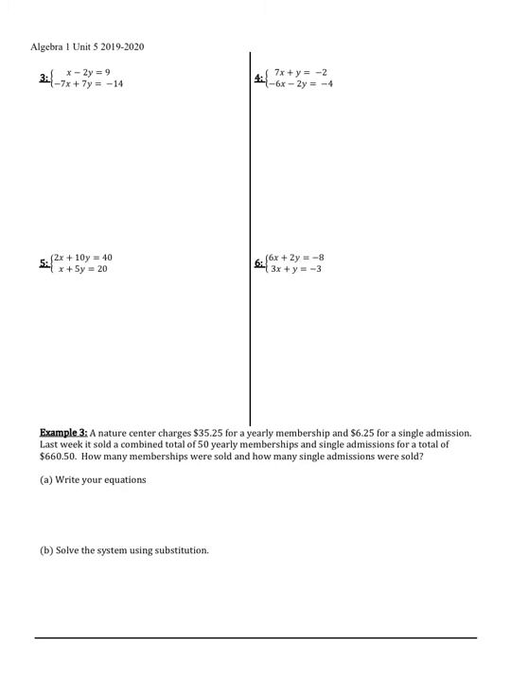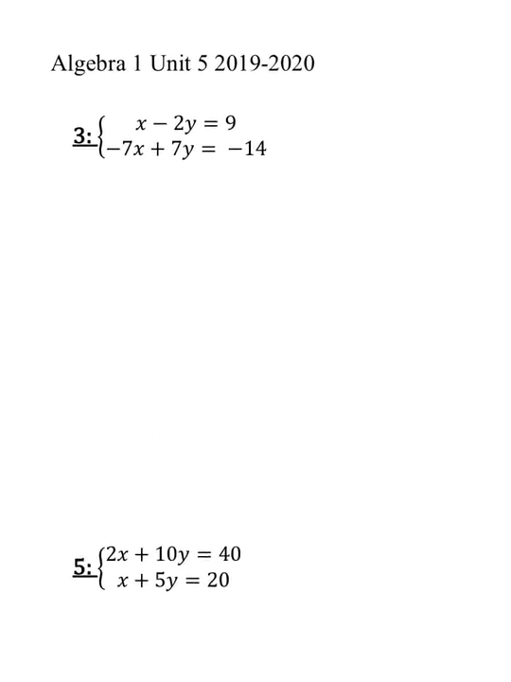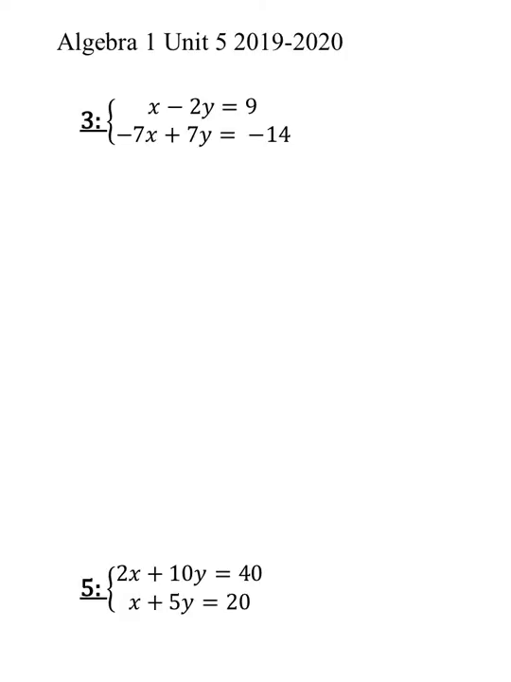Let's look at some more examples. So in number 3, okay, what would be really easy to get by itself? The x. So I'll add 2y to both sides. And so I get x is equal to 2y plus 9. So now I can see that, let me get a good highlighter here. So x is equal to 2y plus 9. So I'm going to substitute it in for that x.